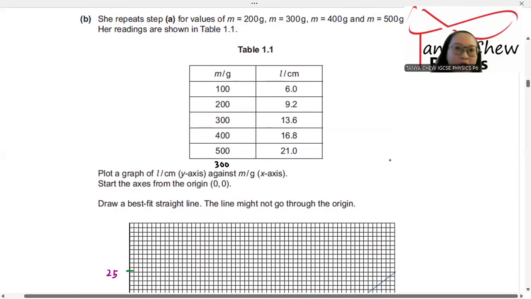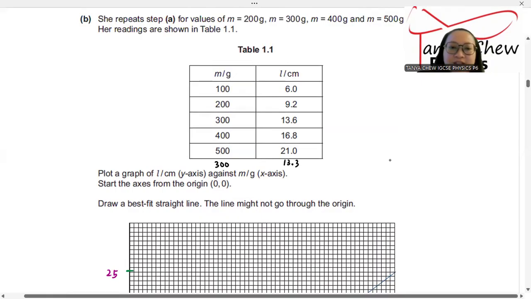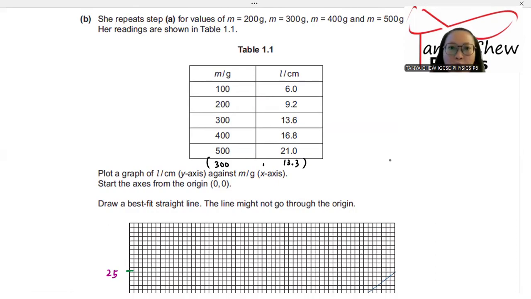And for the y-axis, add up all the values on the y-axis: 6 plus 9.2 plus 13.6 plus 16.8 plus 21, divided by the number of readings, which is 5. You get 13.3. So this is a point, a coordinate, which we call the average coordinate, or the centroid. The centroid is a point that a straight line graph must pass through. The best fit line must pass through. That is the centroid.